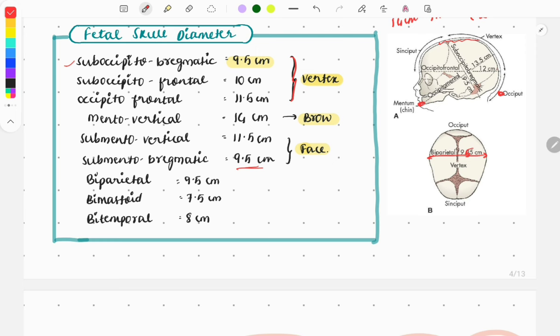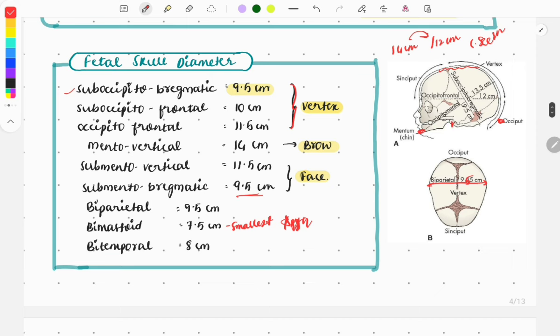Then the bimastoid, which is the smallest diameter, 7.5, and the bitemporal. So, this was a PYQ: which of the following is the smallest fetal skull diameter? It was the bimastoid. Bimastoid means between the two mastoids. Here is the mastoid, and the diameter is between the two.